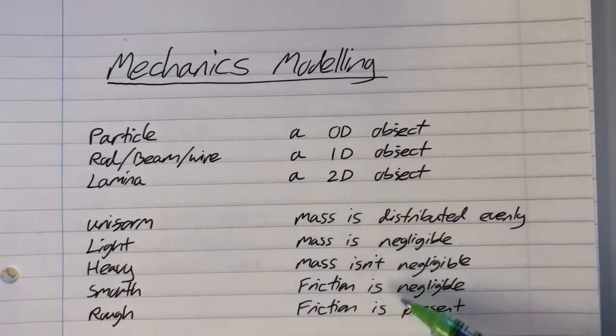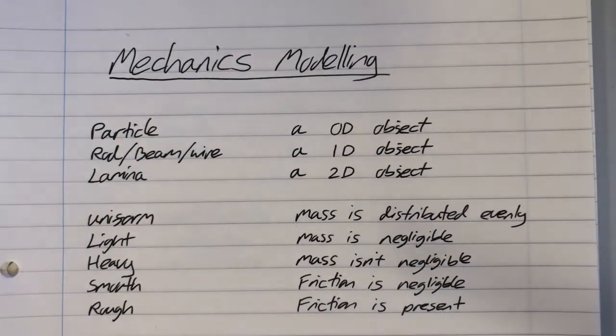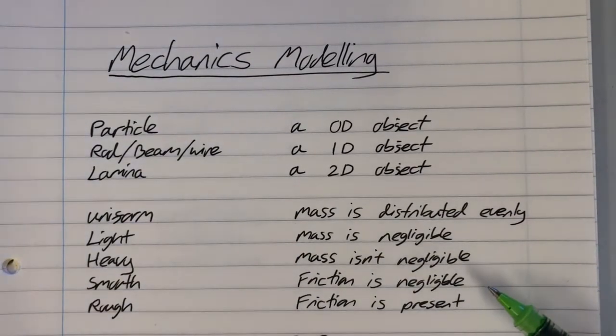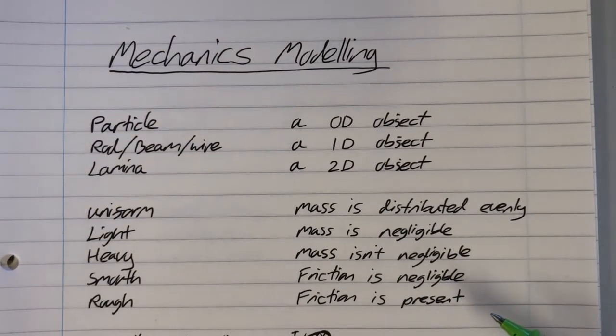The word light means that you can ignore the mass. The word heavy means you cannot ignore the mass. That's quite simple. Smooth means that you can ignore the friction, but rough means that you cannot ignore the friction. So friction will be present, and in second year, we will have a model for friction that we will come to learn and study.